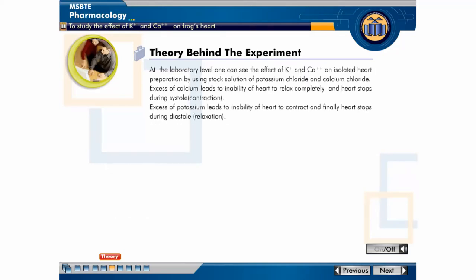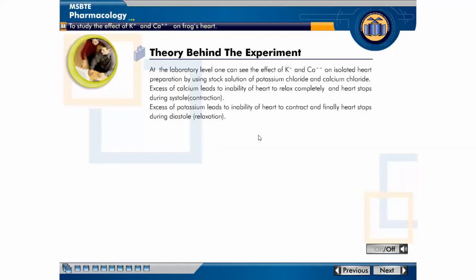At the laboratory level, one can see the effect of potassium and calcium ions on isolated heart preparation by using stock solutions of potassium chloride and calcium chloride. Excess of calcium leads to inability of heart to relax completely, and heart stops during systole, that is contraction. Excess of potassium leads to inability of heart to contract, and finally heart stops during diastole, that is relaxation.